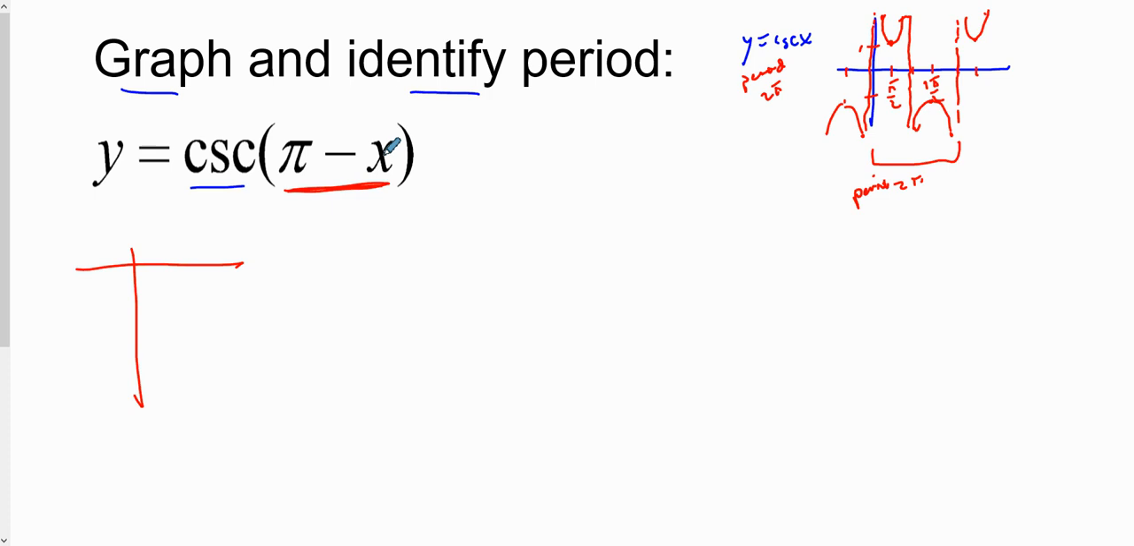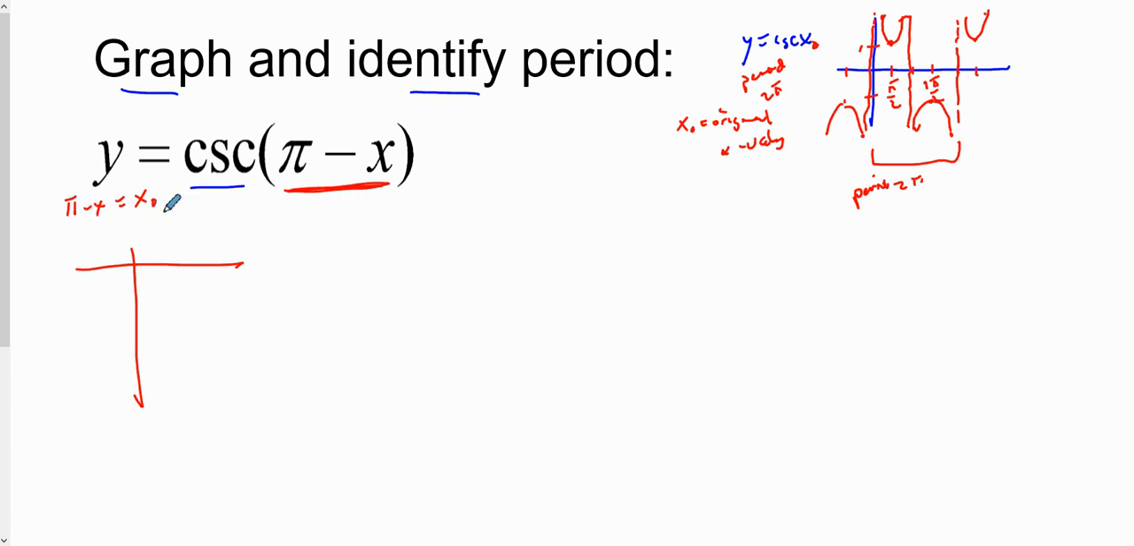Well, right here we have pi minus x. Normally, in order to figure out how this changes my original values, I take my pi minus x and I set it equal to x sub 0. X sub 0 is my original x values for my original graph. So when you see that, original x values. So now I'm going to solve for x.